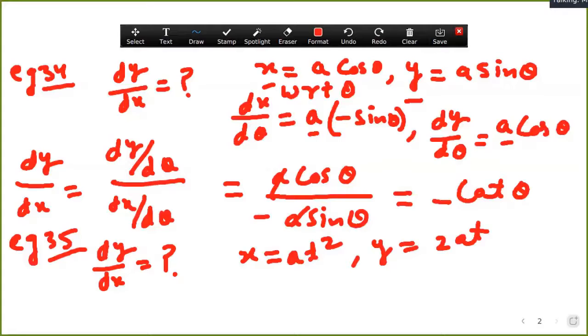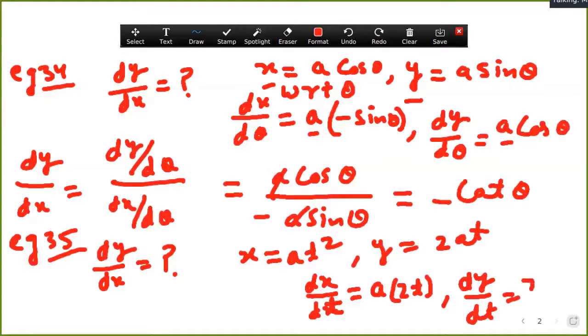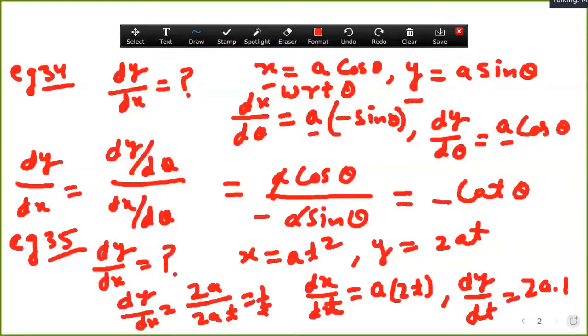As you know, what is dx upon dt? Dx upon dt will be equal to a, which is constant, as it is, and t square gives 2t. What is dy upon dt? That is equal to 2a into 1. It means dy upon dx will be dy upon dt, that is 2a, upon dx upon dt, that is 2a into t. What you will get is 1 upon t. You will get the answer 1 upon t. I think you can do the question, example number 35.